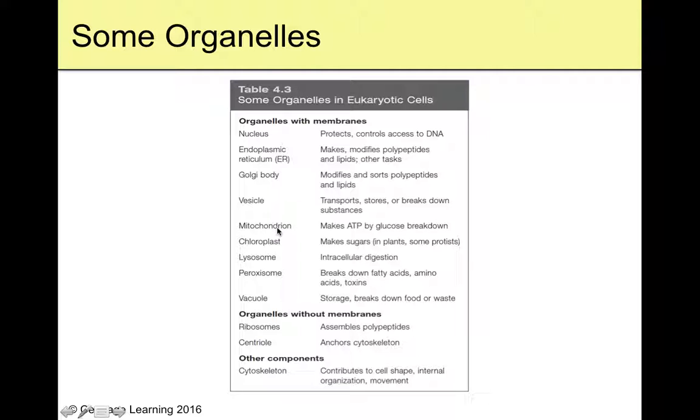Mitochondria, you probably learned this as the powerhouse of the cell when you were younger, and this makes ATP by breaking down glucose. Chloroplasts, plants, not us, are going to make sugars, and lysosomes are going to digest things. Peroxisomes break down toxins. Vacuoles are generally storing water, but they can store some other things. And then organelles here, we have a few without membranes. Ribosomes do not have membranes around them, and they assemble proteins. And a centriole does not have a membrane around it, but it anchors cytoskeleton fibers. And then we have our cytoskeleton, which we'll get into in the next lecture. We won't worry about it too much just yet.